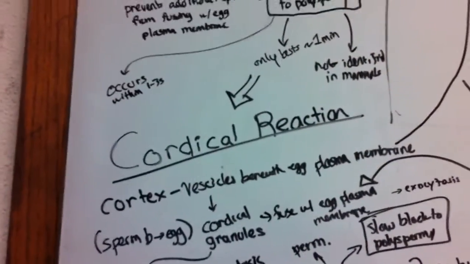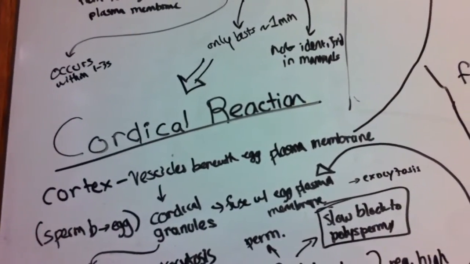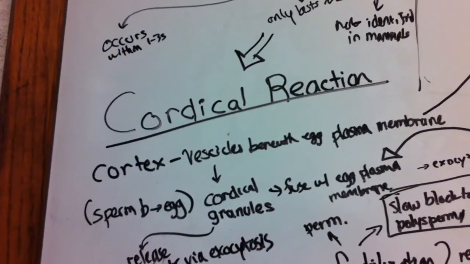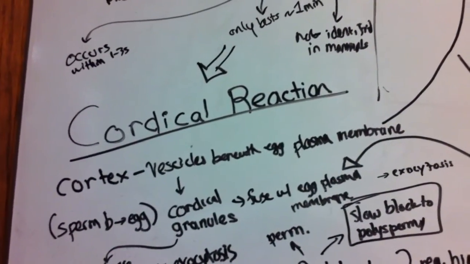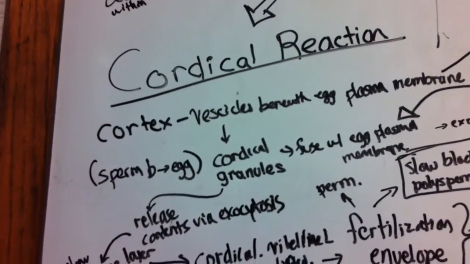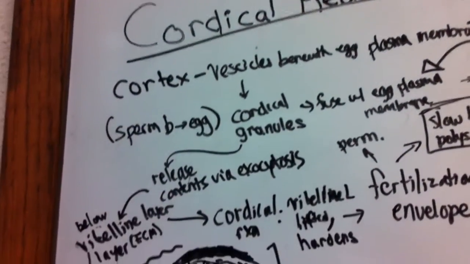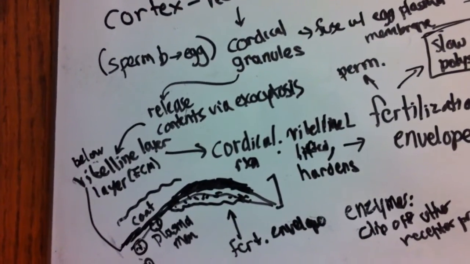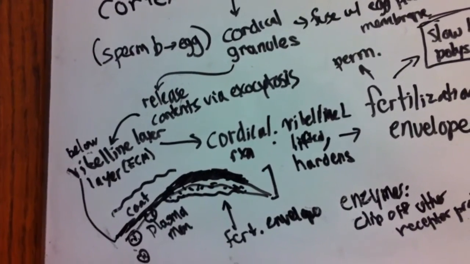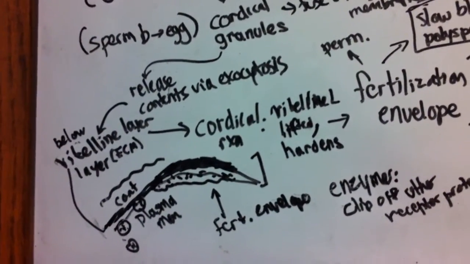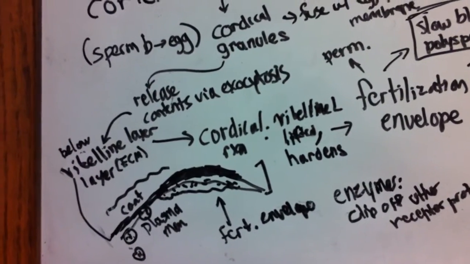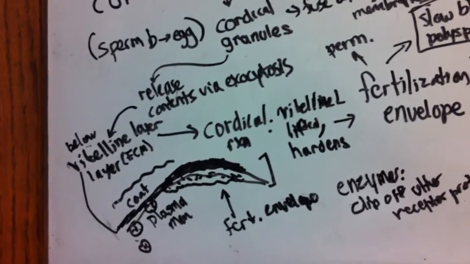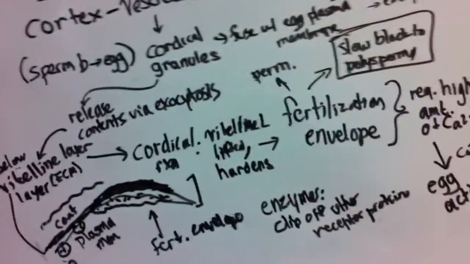Basically, to start off, we have the cortex, which are vesicles beneath the egg plasma membrane that turn into cortical granules once the sperm binds to the egg. The cortical granules fuse with the egg plasma membrane and release their contents via exocytosis. They'll release their contents below the vitelline layer formed by the extracellular matrix. So that starts our cortical reaction. The vitelline layer starts to be lifted by these little vesicle materials, and then it hardens to form our fertilization envelope.